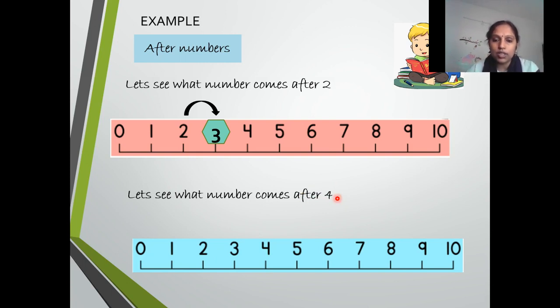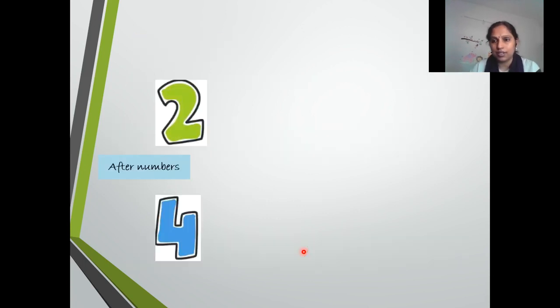The other way is to use the number line, right? So we should start at 4 and move one step forward, right? So starting at 4, we moved one step forward. So where did we reach? Yes, 5. So 5 is the after number of 4. So after 4 comes the number 5. Pretty easy, right? Yes, I know you already know all this.